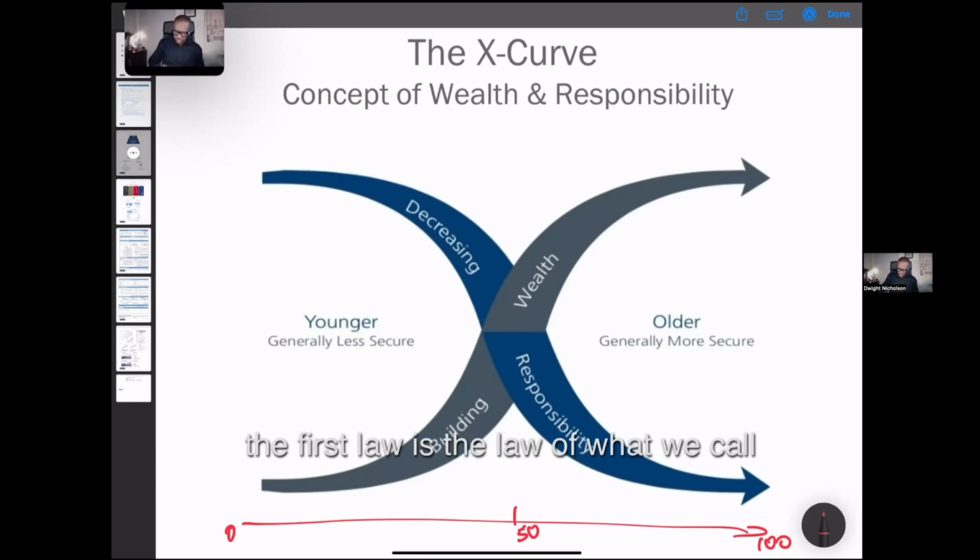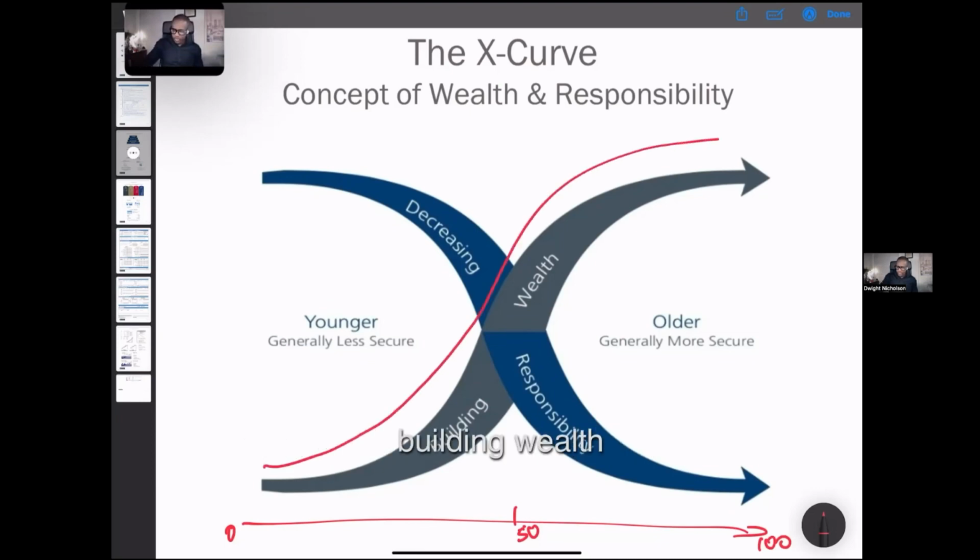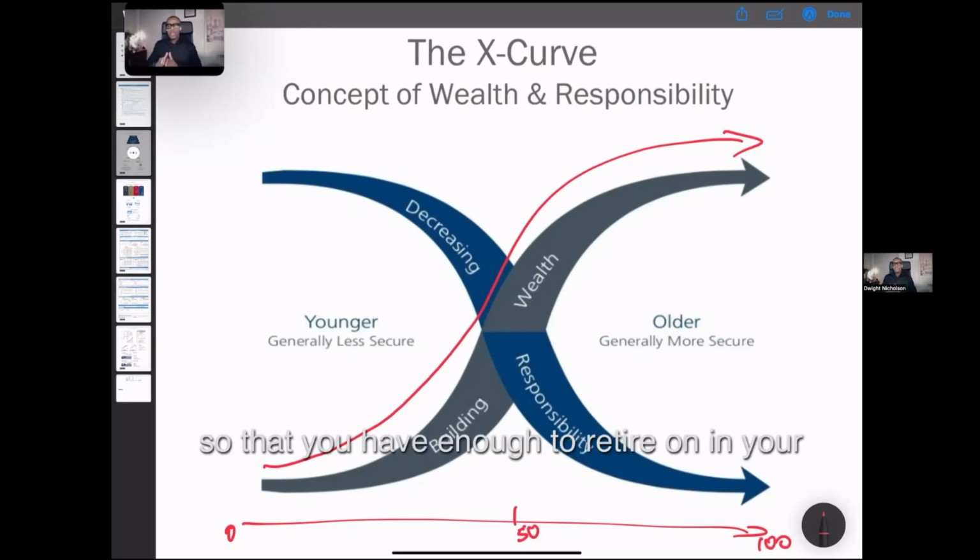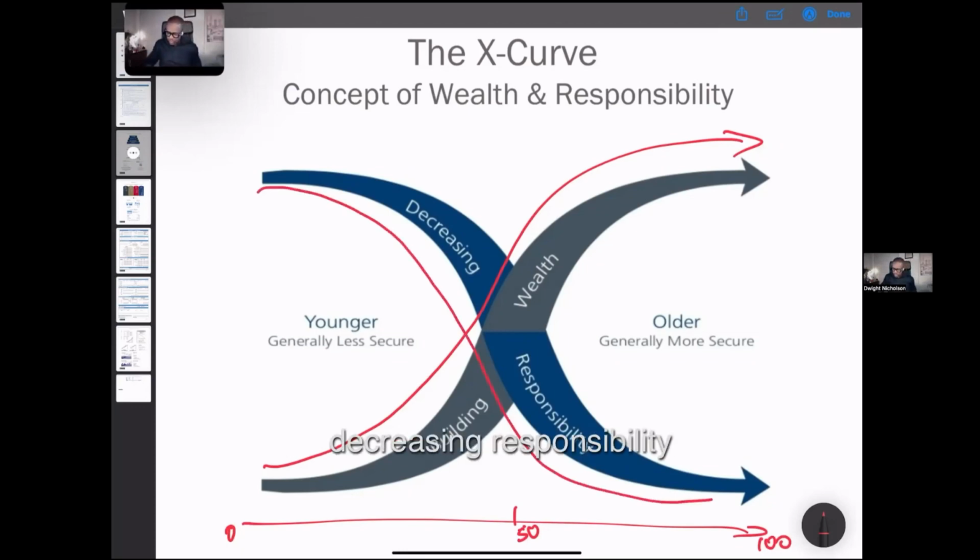The first law is the law of what we call building wealth. The concept here is as you get older, you want to build your wealth so that you have enough to retire on in your later years. The other concept is what we call the law of decreasing responsibility. What that's really saying is the older you get, the responsibilities that you have financially should be less. Car is paid, house is paid, maybe the kids are grown, university, married, having their own lives, etc., etc.